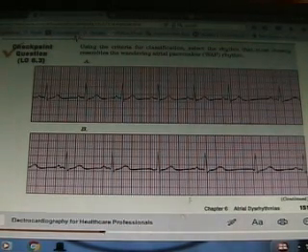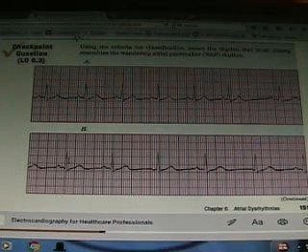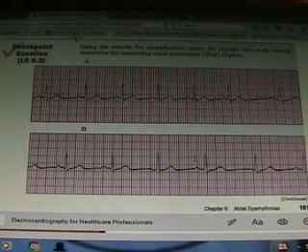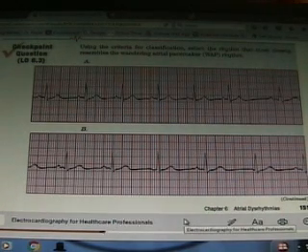This one, let's look at this. 1, 2, 3, 4, 5. 1, 2, 3, 4, 5. Hey, the one on the bottom looks what? Regular. So the one on the bottom looks good.